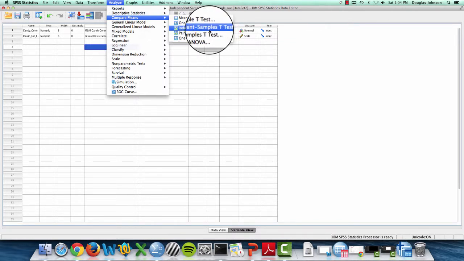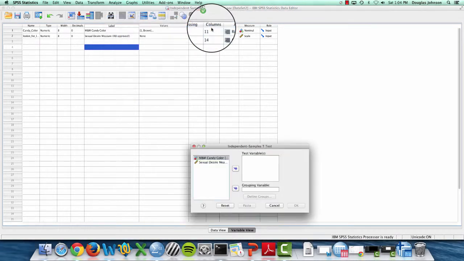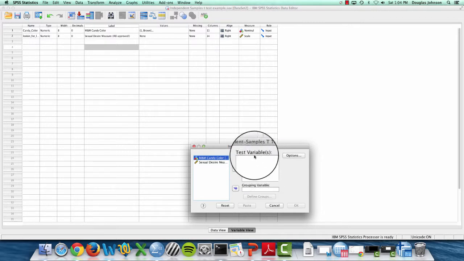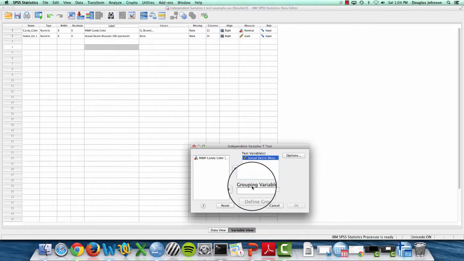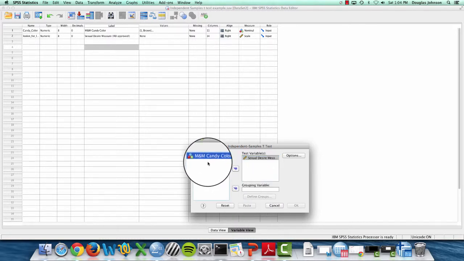So between subjects design, two levels of the independent variable, a DV that is interval or better. The test variables, and we could put in multiples, so the plural part, but for us the test variable is our dependent variable, our sexual desire measure. The grouping variable is what keeps track of what level of the independent variable each value came from.